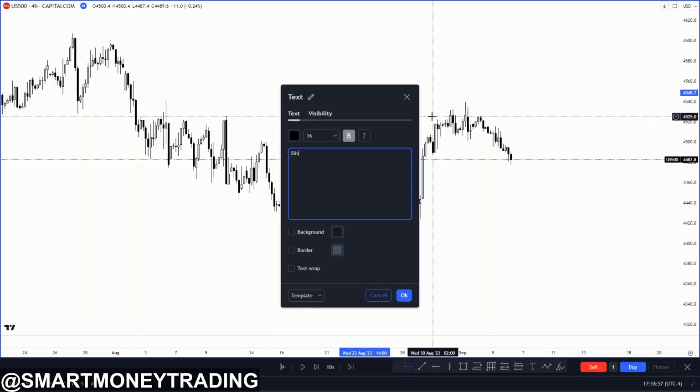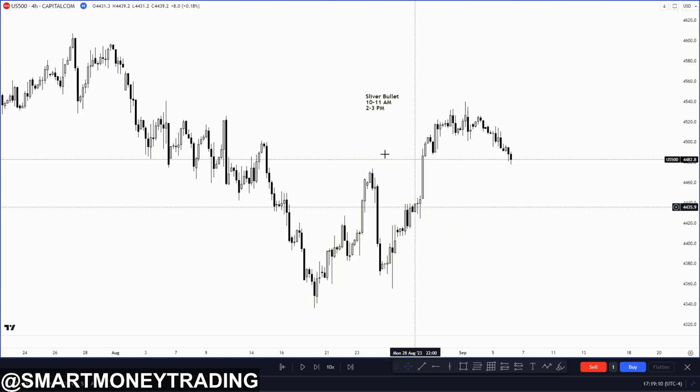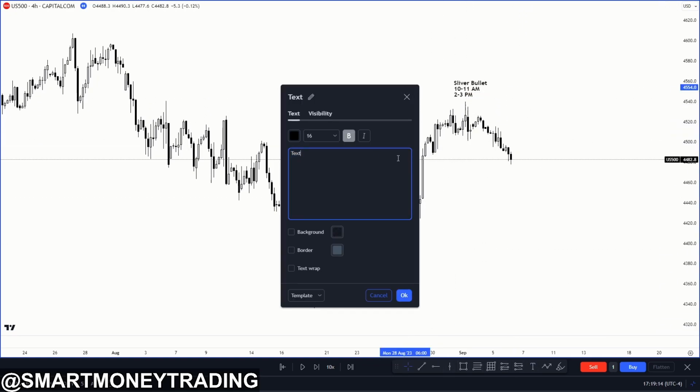So for Silver Bullet, there's a time window, and basically it's 10 to 11 for New York time. Of course, 2 to 3. This is going to be your AM Silver Bullet, and this is going to be your PM Silver Bullet. I'm going to try to do this relatively quick, but I'm trying to give you a brief overview as to how I try to trade Silver Bullet.